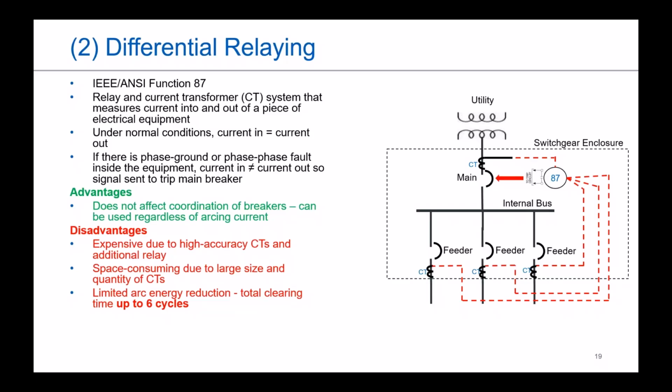87 functionality tends to be pretty expensive to implement, so unlike ZSI, you are going to be paying a pretty penny for this one. And again, you're limited to the reaction time of your main circuit breaker to open and clear the fault. So there still are some limitations for it.